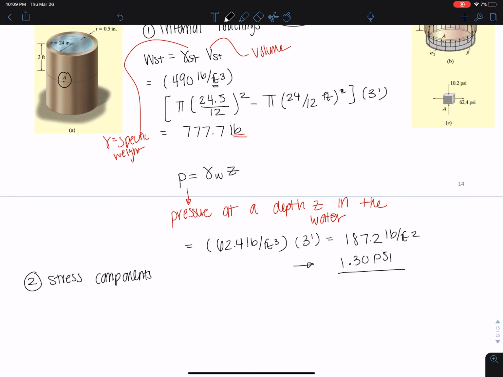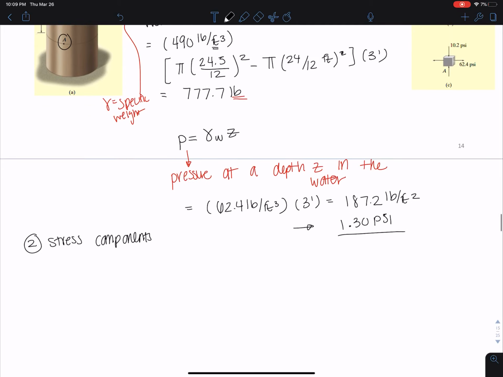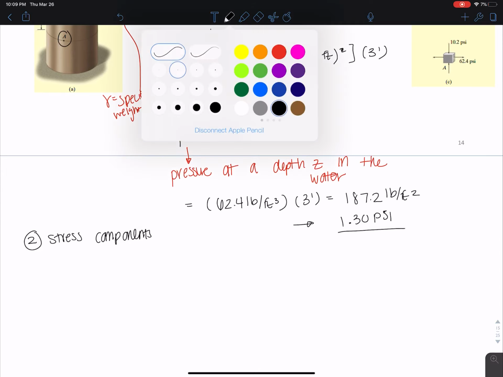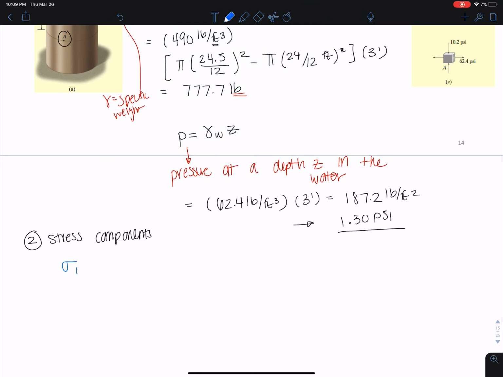Okay. And this is a cylindrical pressure vessel. So we know that we have these 2 components, sigma 1 and sigma 2. We'll start with sigma 1. So the first thing we need to do always is check that this is thin-walled. So actually, before I even write sigma 1, let's check that this is thin-walled. So I'm going to say R over T is equal to 24 inches divided by 0.5 inches, and I get 48, which is greater than 10, so we're good to go. It's thin-walled.